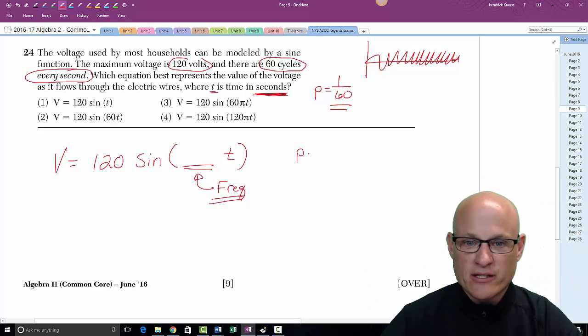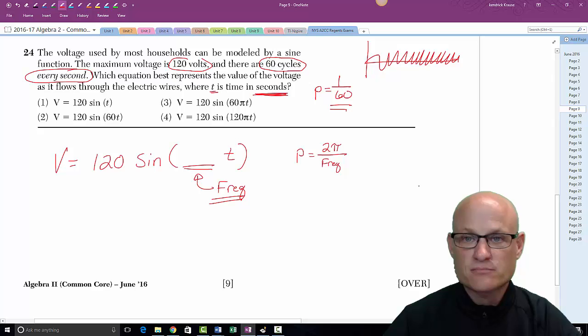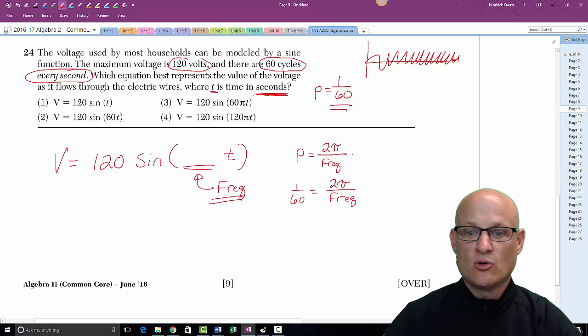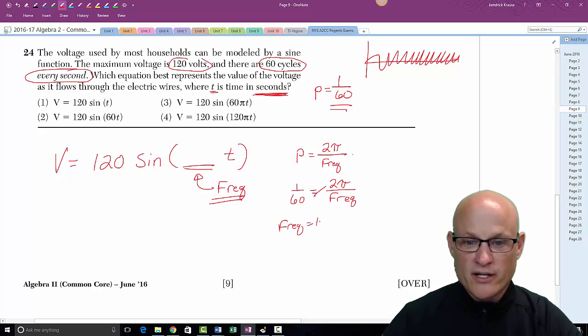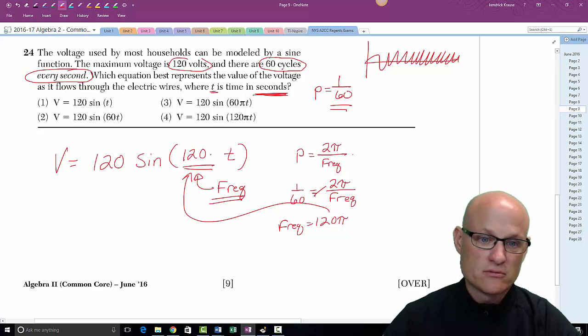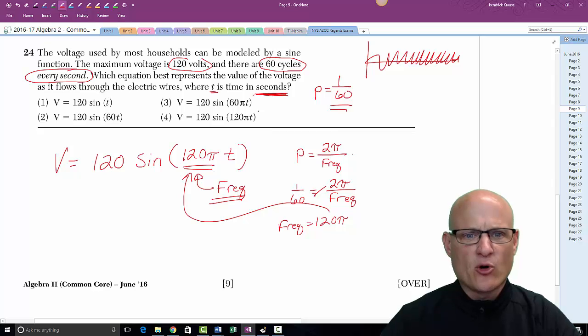Well, I know that period is equal to 2 pi over frequency. So I know that period is 1 over 60. This has to be equal to 2 pi over frequency. Okay, so if I cross multiply, I get frequency is equal to 120 pi. Oh, that's what goes there. Because I know my frequency goes there. And therefore, the answer is choice 4.